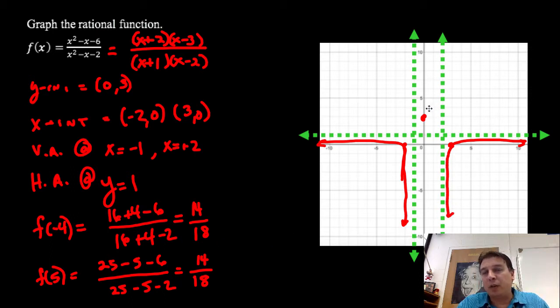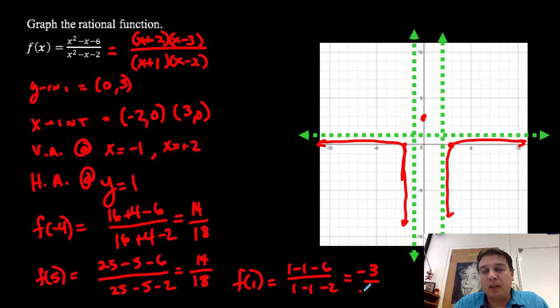I want to figure out what's going on up here, so I'm going to find out what's going on at 1. Okay, so I'm going to do f of 1, substitute values in, I get 1 minus 1 minus 6, divided by 1 minus 1 minus 2. So I get -6 over -2, which is 3. So that means I'm up here.